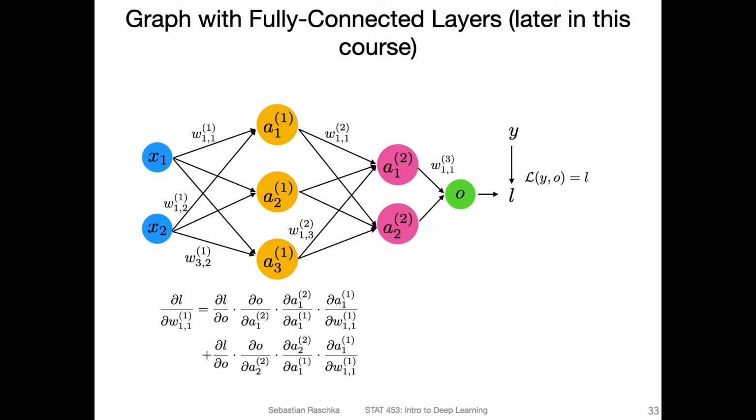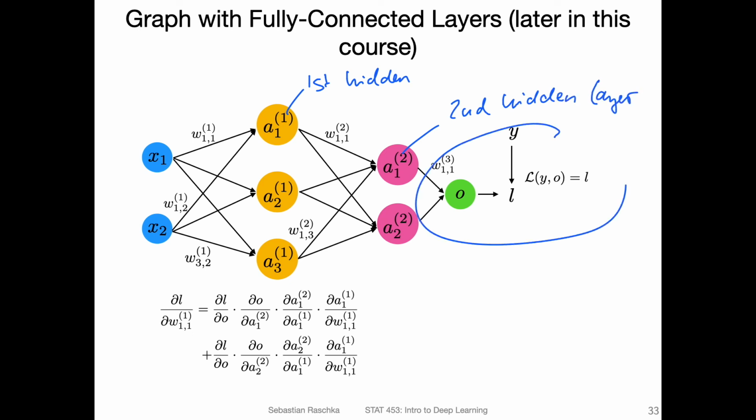So here would be an example of a multi-layer perceptron, which we will be covering next week. So here we also have multiple paths if we want to update certain weights. So this is a multi-layer perceptron with two hidden layers. You can see there are now two levels of activations. One level is here and one level is here. So this is the first hidden layer and this is the second hidden layer. And again, this part is like the same as in the previous slide, the loss.